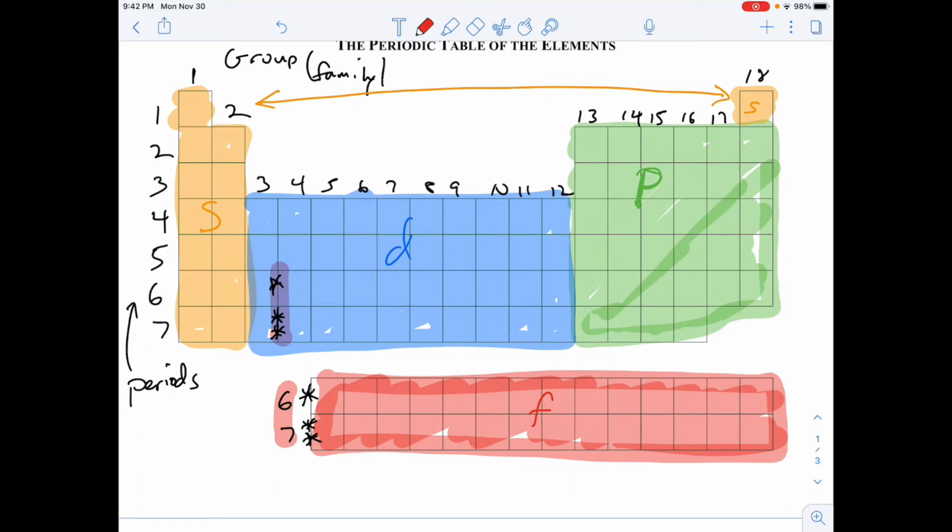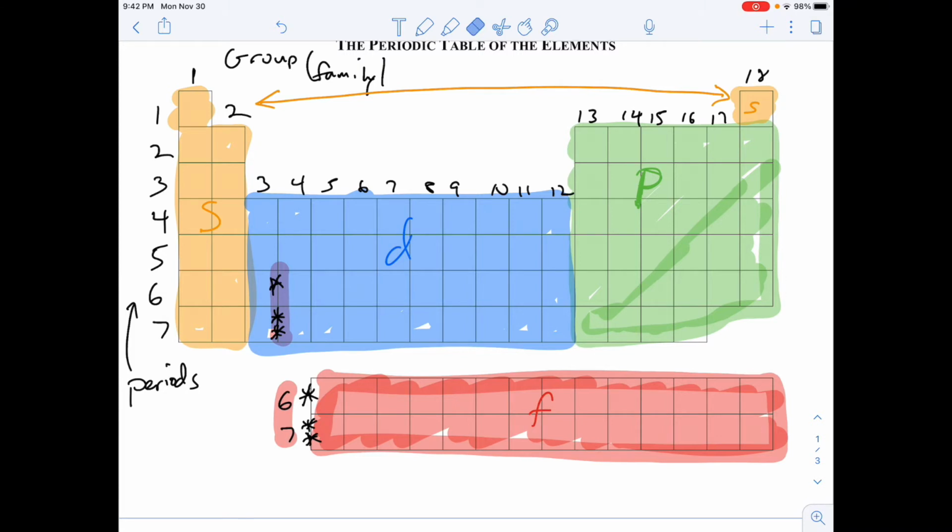So your periodic table is split up into regions because of electrons: S, D, P, and F blocks. Of course, helium being a little bit of an exception. So that's important, knowing what regions of the periodic table have what electrons.